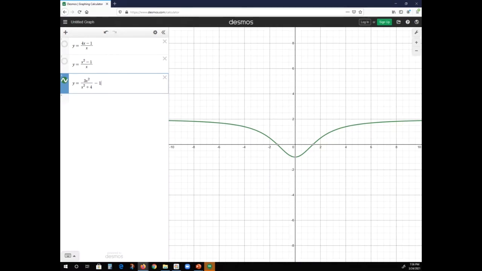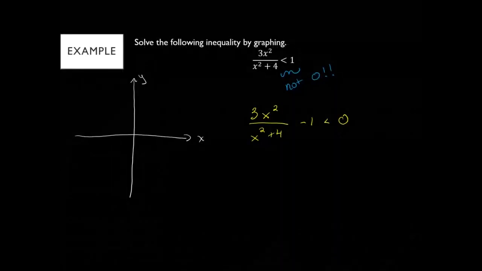So this is what it looks like. And we do have 2 x-intercepts here. We're going to be approximating these. I believe this is plus or minus the square root of 2. Yes, let me double check. Yeah, so these are at plus or minus the square root of 2. So now I'm going to attempt to draw my picture here.